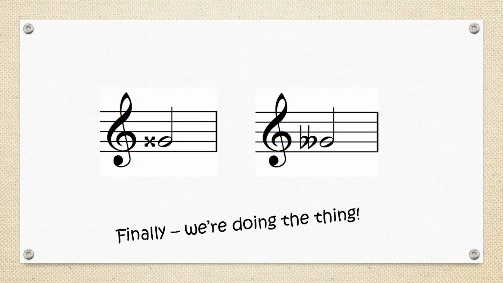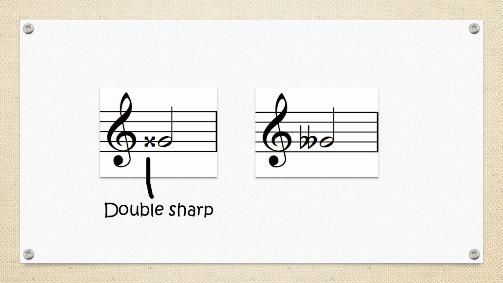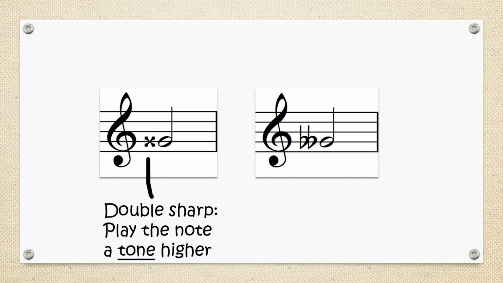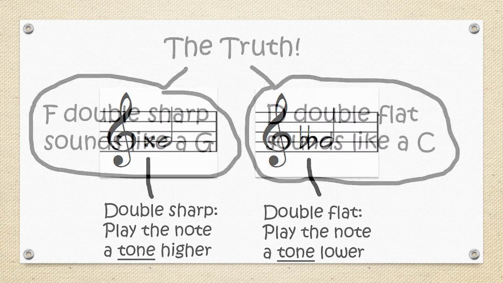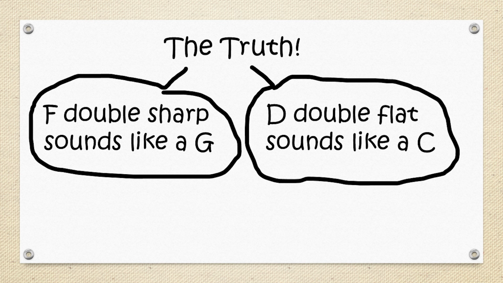We come finally to the question then, what about double sharps and flats? A double sharp, which is indicated by this symbol, is the name given to a note which is played not just a semitone higher, but a whole tone higher. Likewise, a double flat, which looks like this, is played a tone lower. This means that F double sharp sounds like a G, and D double flat sounds like a C.